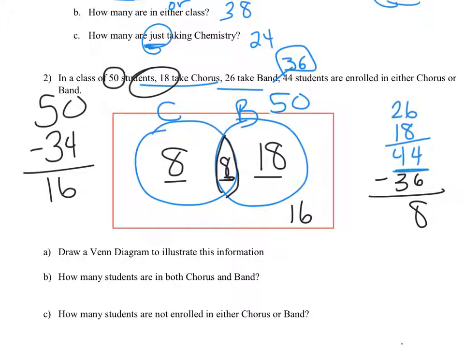So we drew the Venn diagram. Now from this, we can just answer all of our questions once we've filled in our Venn diagram. It's pretty straightforward. Both chorus and band, well, that would be 8. That's where they overlap right here. This overlap means they're both in it. Not enrolled in either band or chorus, well, that's the 16.